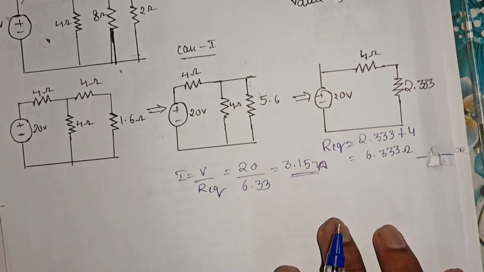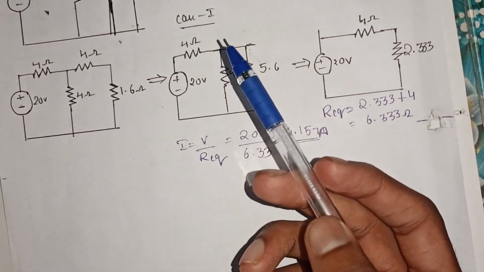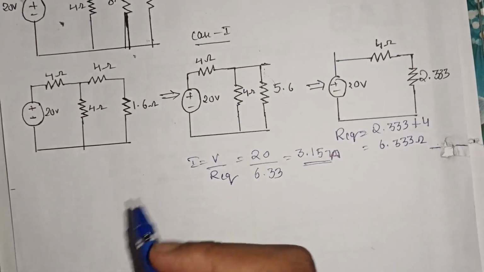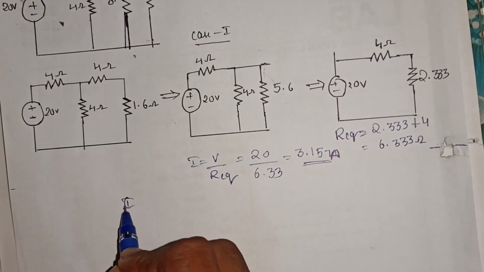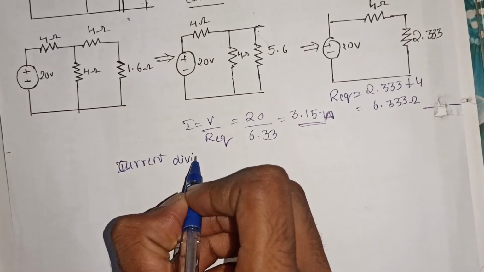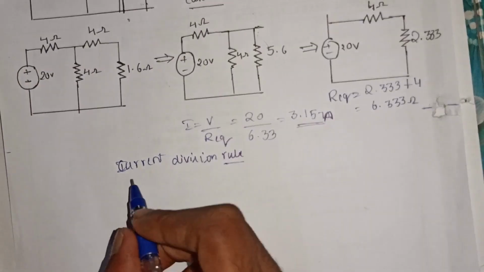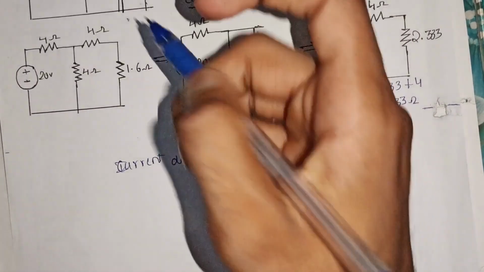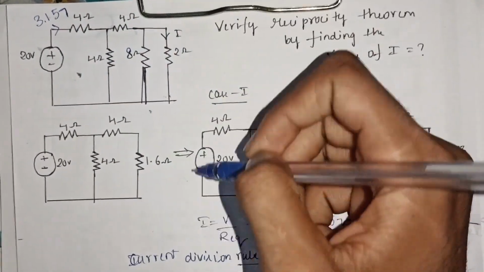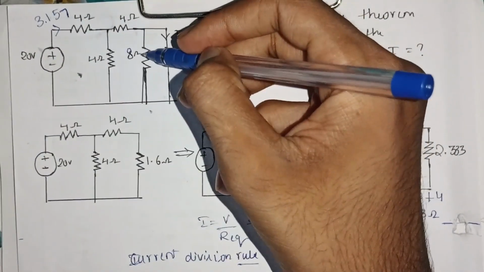Before calculating the value of current I, I will just introduce the topic of the current division rule. So what is this current division rule? Basically it helps you to calculate the value of the current flowing through any of the branches. You can use this rule to calculate the current flowing through any branch, whether it may be a 4 ohm branch or an 8 ohm branch.